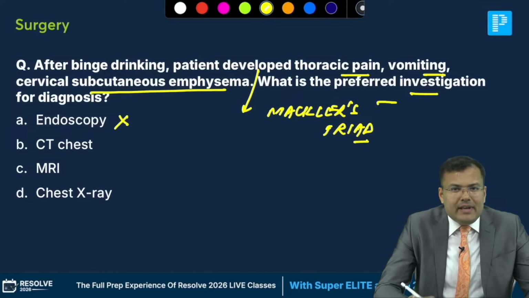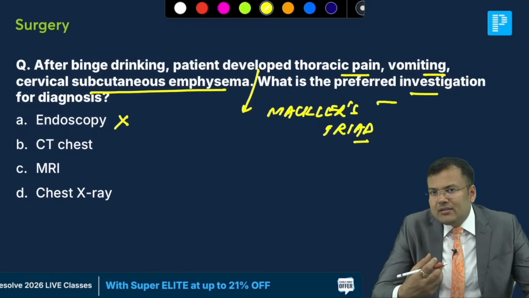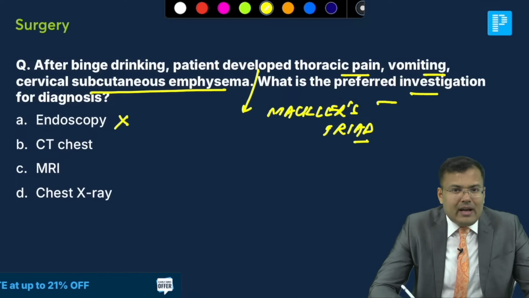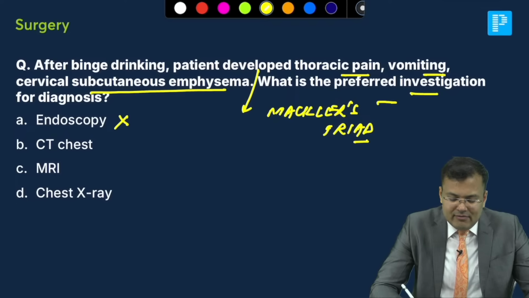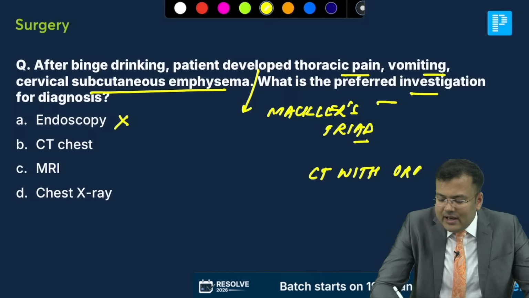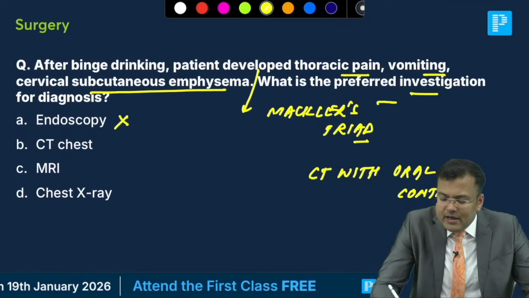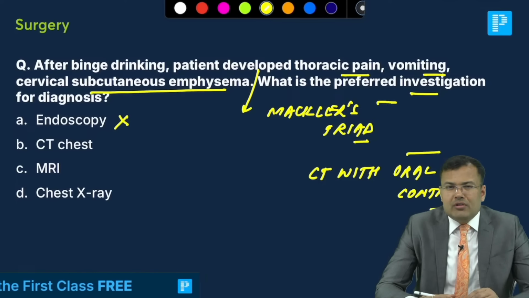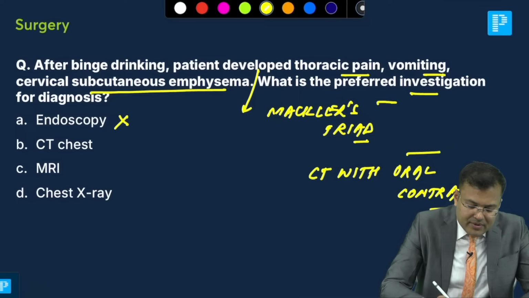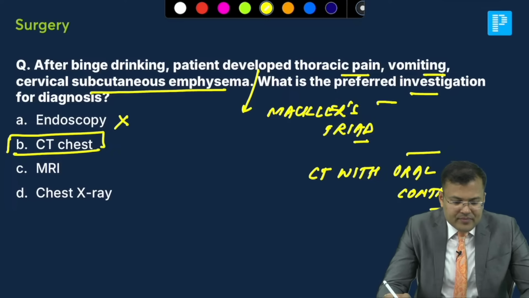What we do, we have to give contrast orally, ठीक है? And then we can take CT or X-ray. Which one is preferred? CT. So CT with oral contrast. And which contrast we are using, guys? We are not using barium. We are using mainly water soluble contrast like Gastrografin. So here the preferred answer would be option B.